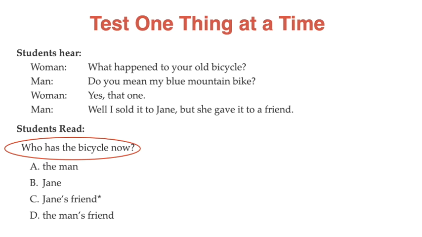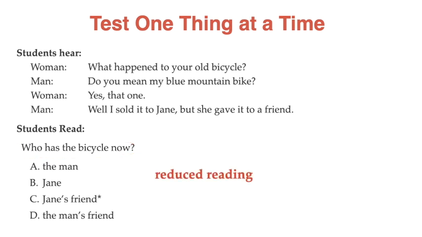In addition, the options are now quite short. The reduced reading is partly because we changed the stem. What happened to the bicycle requires longer sentences with subjects, verbs, and objects.